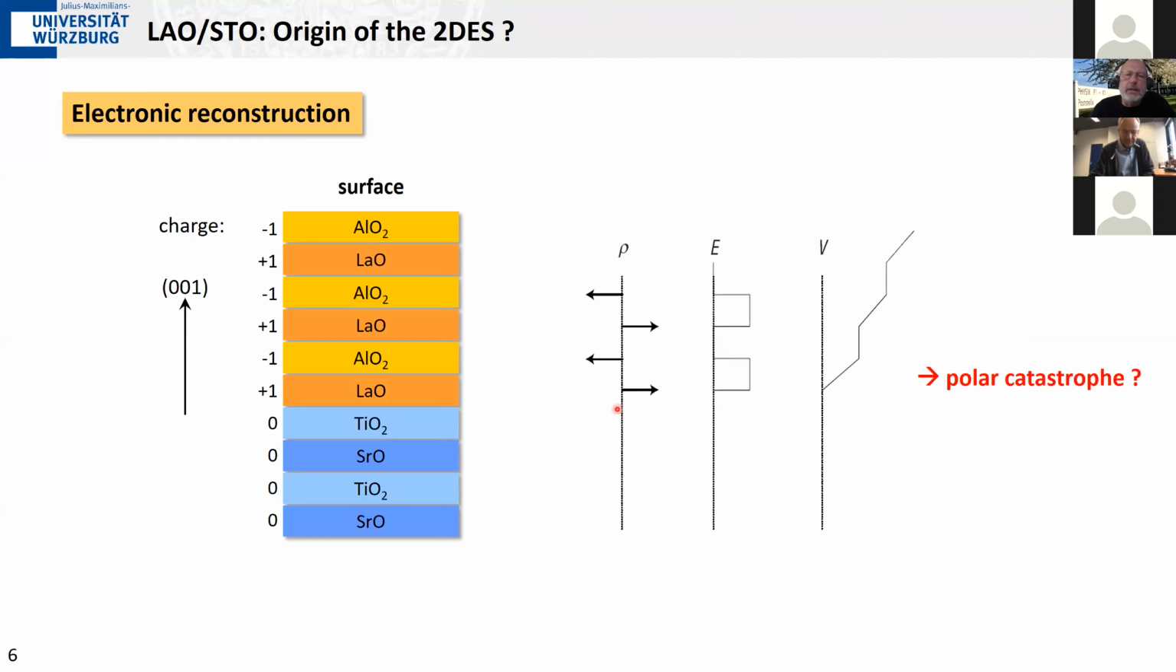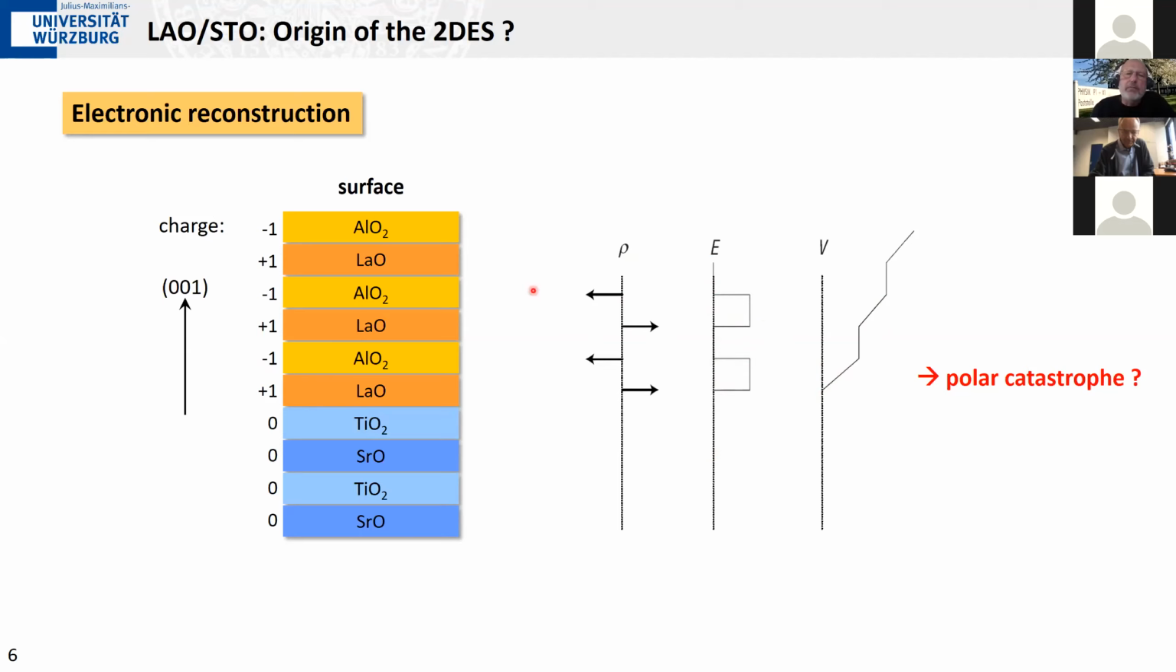If you look at the charge distribution in these layers, if you decompose the perovskite structure into layers, you find an alternating sequence of plus and minus 1 electronic charge per lateral unit cell. If you then look at the implications for the electrostatics of the system, you integrate out the charge carrier density, you get this electric field distribution, and from that you can get the electrostatic potential, and you find that this is increasing with the thickness.